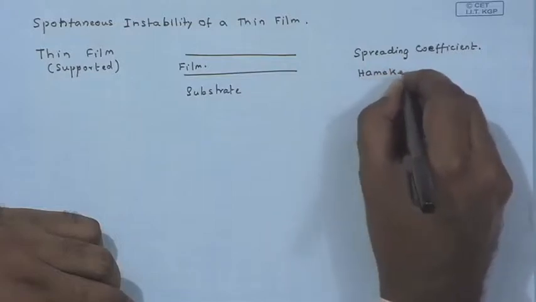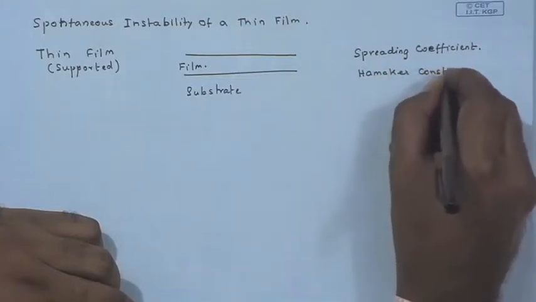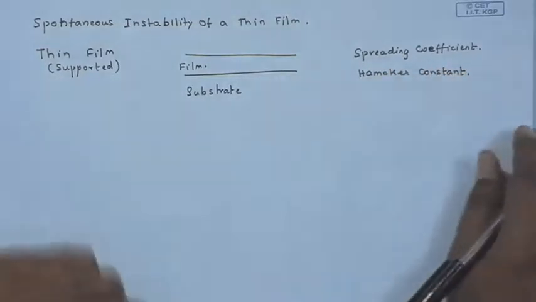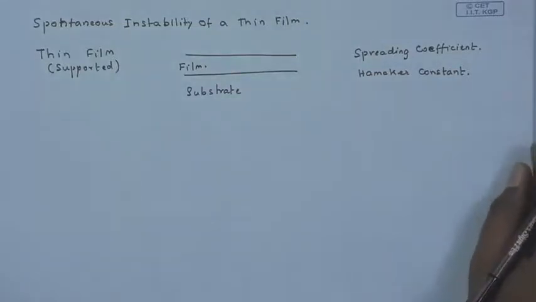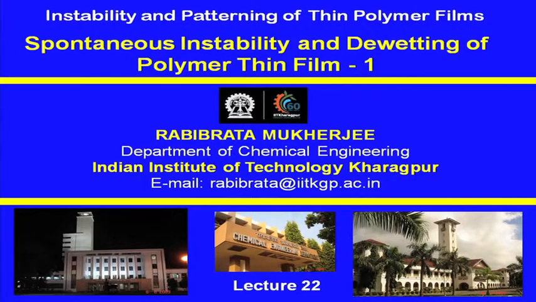So, what we will do today, we will extend our concept in terms of the spontaneous instability, or understanding the situation which leads to spontaneous instability in an ultra thin film. So, this is the next module that we are going to start, where we talk about the spontaneous instability and dewetting in a thin polymer film. Before that, let us try to find out what exactly we mean by a thin film.